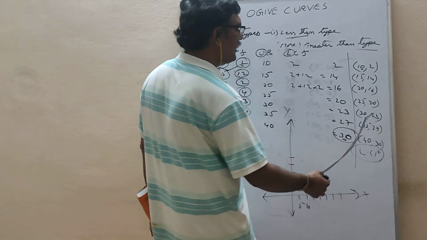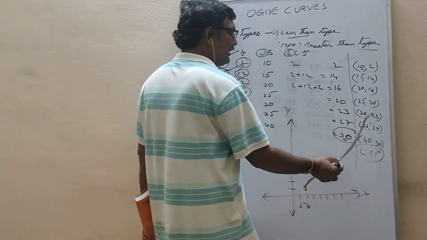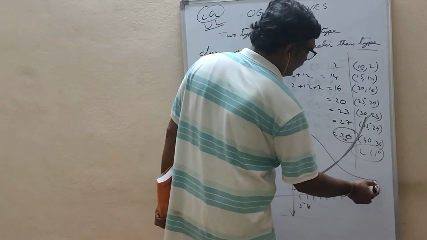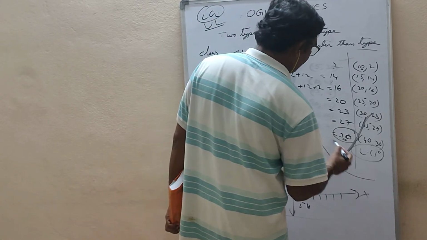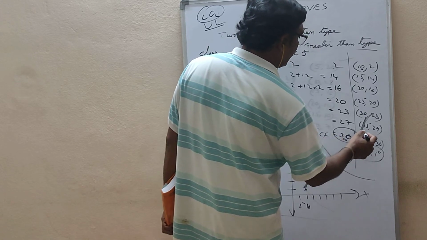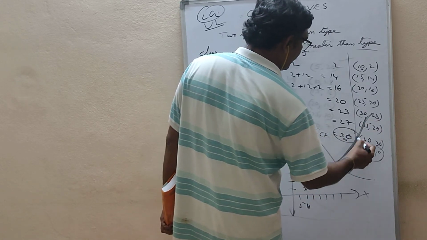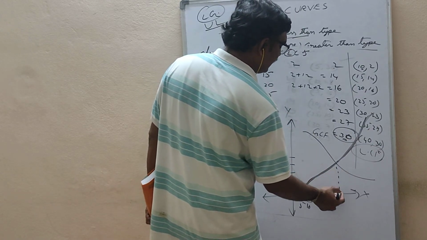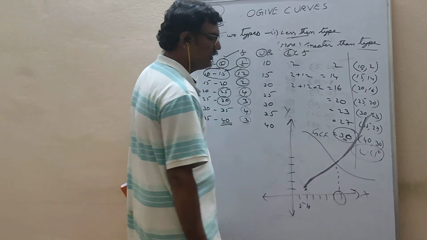Less than cumulative frequency curve. This is also called OGIVE. And just now I said about GCF. The GCF curve will come like this. It is GCF. The LCF curve will come like this. Okay. So where GCF and LCF meet, this is called the median.